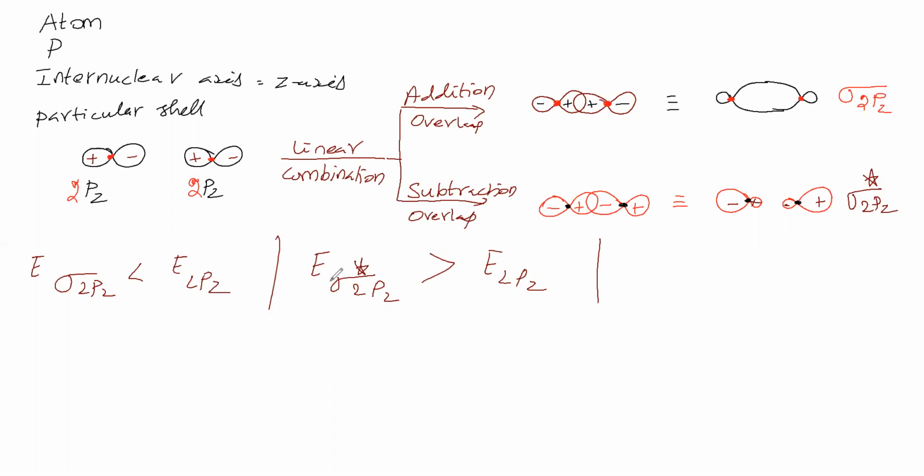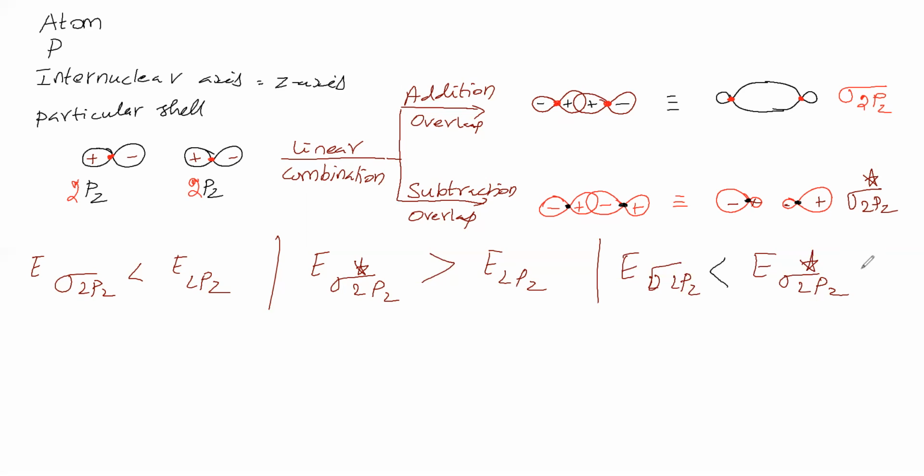Then how the energy of sigma star 2pz and sigma 2pz will be, that we will see. This is antibonding, this is bonding. Therefore it is stable, it is unstable. So it has low energy, it has high energy. Therefore the energy will be like this: sigma 2pz will have less energy when compared to sigma star 2pz.